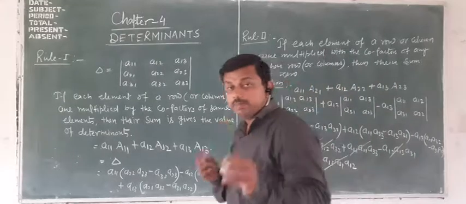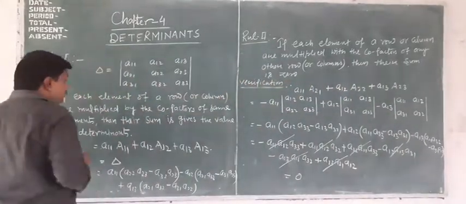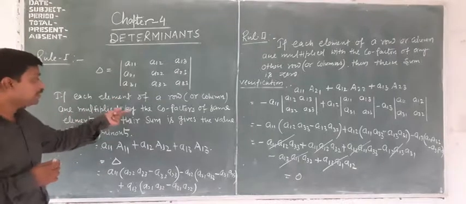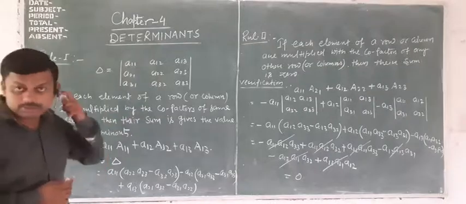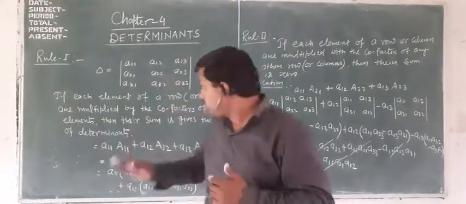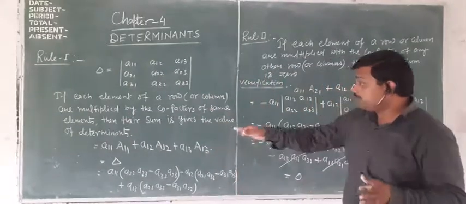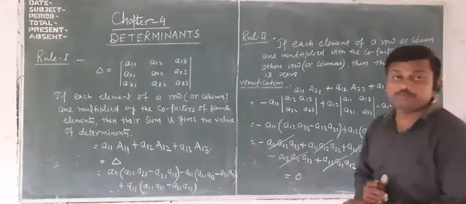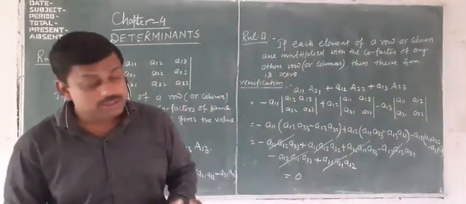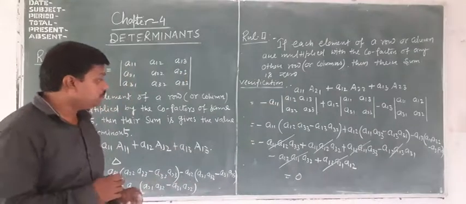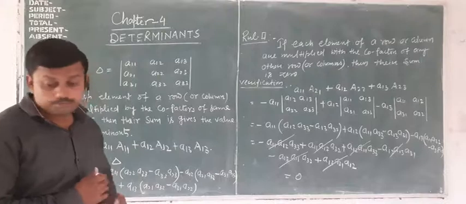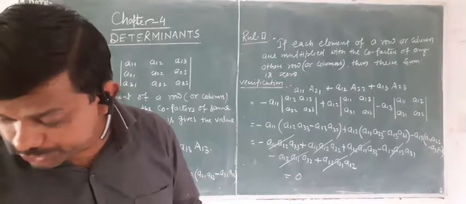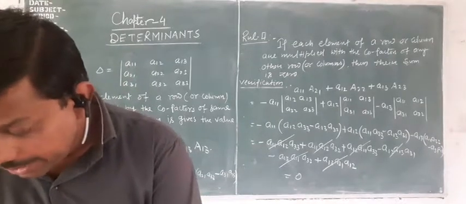If each element of a row or column of a determinant is multiplied by the cofactors of the same elements, then their sum must be equal to the value of the determinant; on the other hand, if multiplied by cofactors of other elements, their sum must be equal to 0. Is that clear? So these are two most important properties for further results. Now we shall discuss some questions regarding this topic.